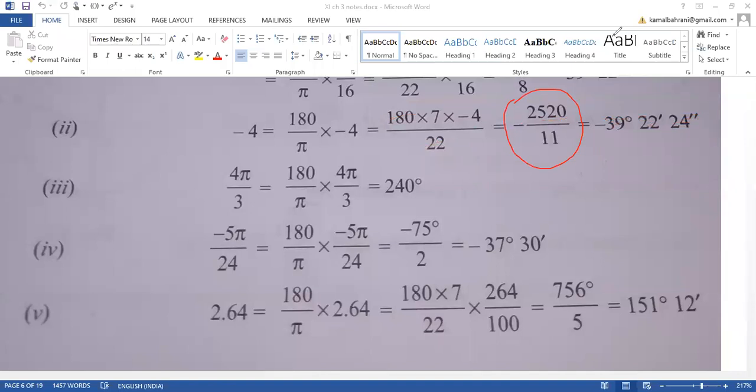Yes, anyone? 2520 by 11. How can we write 2520 by 11? Yes, anyone? 22 into 100 by 7. No. Simple division is there. 2520 by 11. Shreya Pancholi, you're wrong, beta. Try once again.